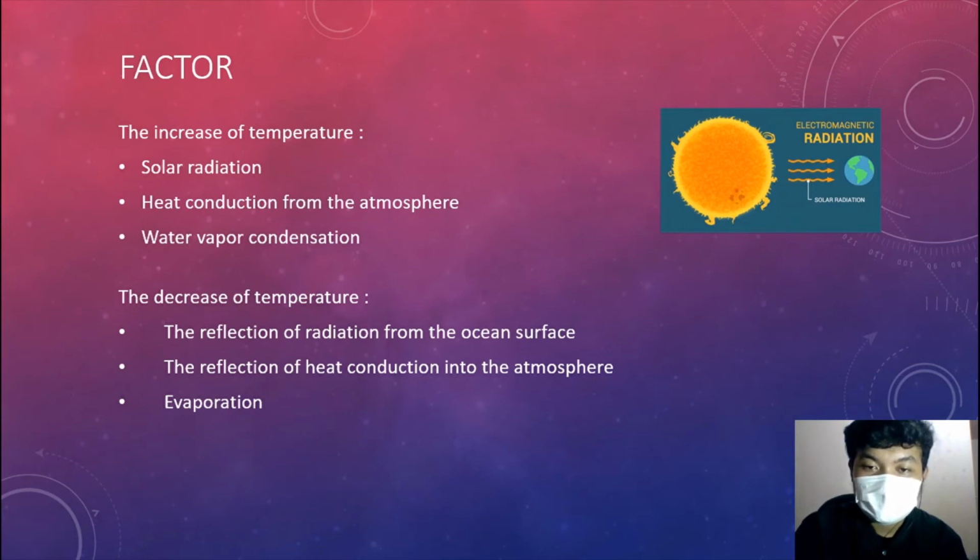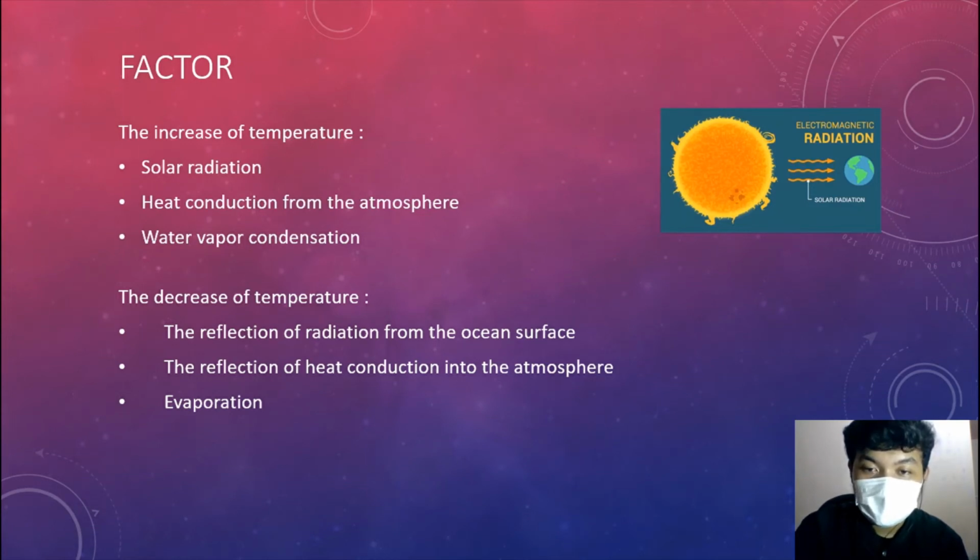Second, heat conduction from the atmosphere. During the day, sunlight hits the ground, which in turn heats the air directly above it via conduction. At night, the ground cools, and the heat flows from the warmer air directly above to the cooler ground via conduction.